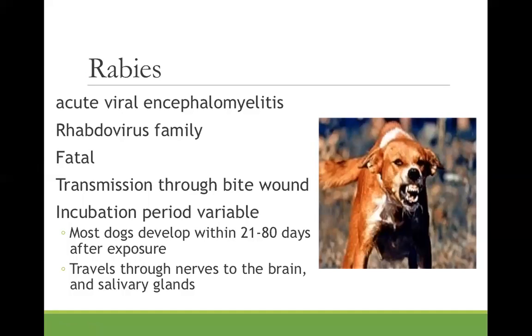So rabies, which causes an acute viral encephalomyelitis, which is inflammation of the brain. This is fatal. It's transmitted through a bite, so any bite is something we have to be cautious of. The incubation period is a little bit longer, anywhere from 21 to 80 days, but the virus can travel through the nerves to the brain and the salivary glands.